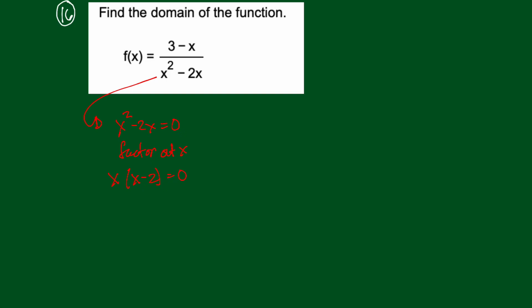And now by the zero factor property, one of these, this one or this one, has to be 0. So I'll write this step. So x has to be 0, or x minus 2 has to be 0. Well, this one's clear. x is 0, or over here, x minus 2, if I add 2 to both sides, x is equal to 2. All right, so these numbers here, 0 and 2, are going to make that denominator 0. So we have to exclude those.